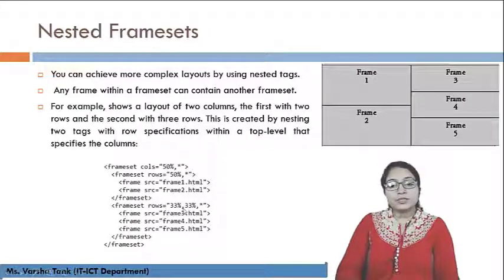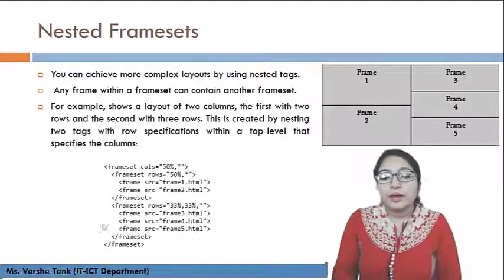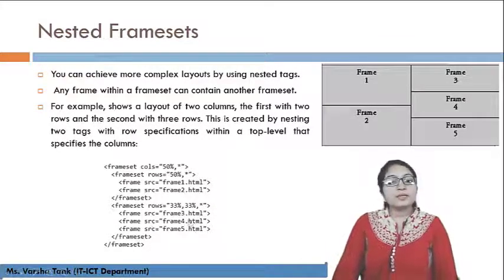So frameset rows is equal to 33%, 33% and star. So here this entire portion is 66% and the remaining portion will be allocated to frame 5. Okay, so frame src frame3.html, and here frame src is equal to frame4.html. So the fourth one will be displayed over here, and after that frame src is equal to frame5.html. So frame 5 will be displayed over here. So this is the frame inside frame.